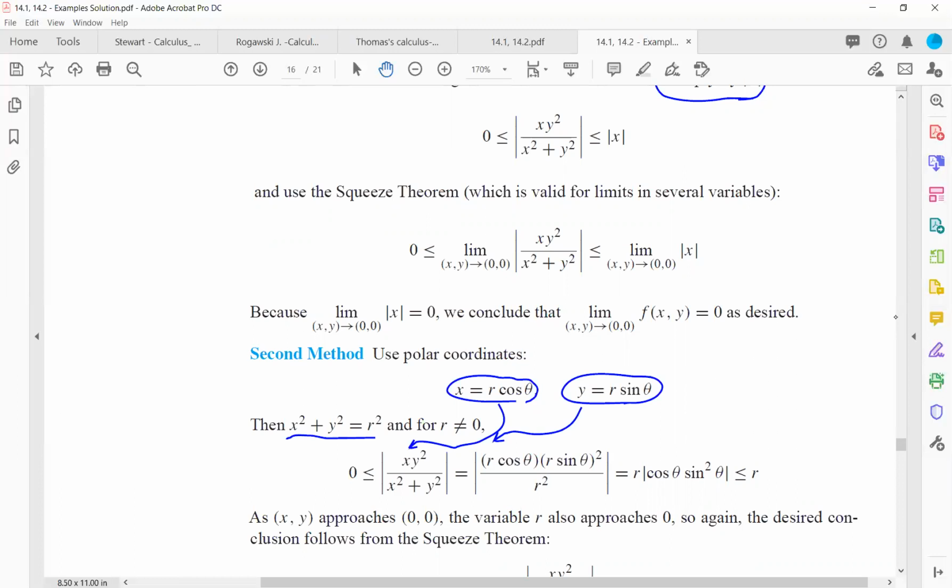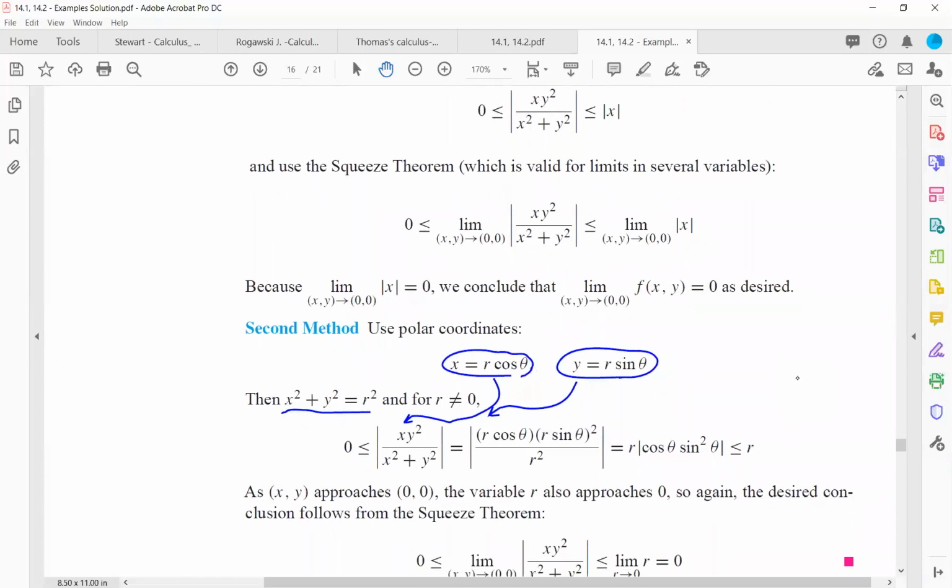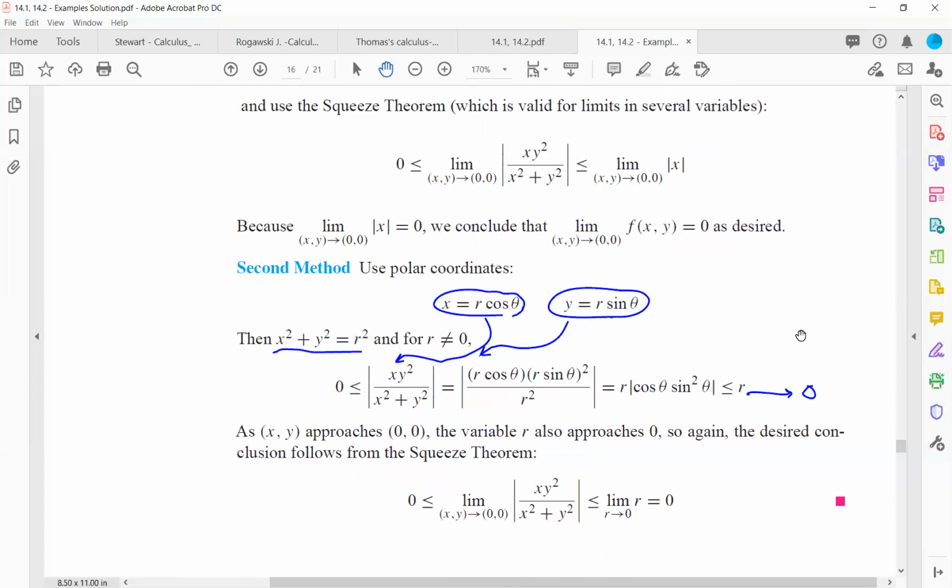Remember that the absolute value of cosine is always between 0 and 1. Sine is also always between 0 and 1. So the multiplication of two numbers which are less than or equal to 1 is less than or equal to 1. By multiplying by r, it is always less than or equal to r. As r gets closer and closer to 0, your right-hand side is getting closer to 0. The left-hand side is 0, the right-hand side is 0. It means that the limit of the middle expression, the middle function, is also 0.